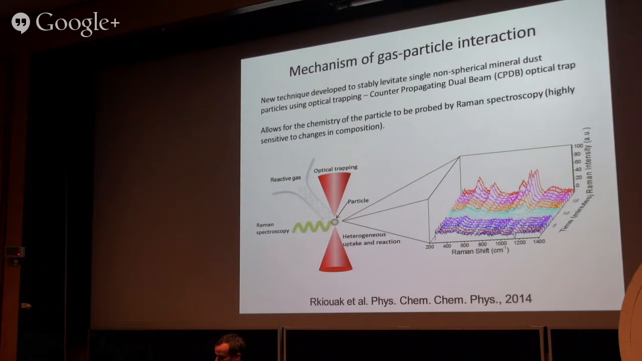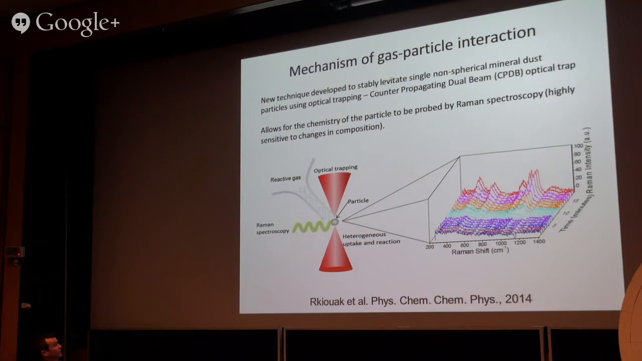So optical trapping has been done before. This is essentially where you have two laser beams and you trap a single particle inside. That's been done a lot before for spherical objects and liquid objects. But minerals are not liquid and not necessarily spherical, so Andy developed a nice new technique of counterpropagating traps. So essentially, we've got these two lasers to hold a single particle trapped in a very defined space. And once we have it in this very defined space, we can then probe it.